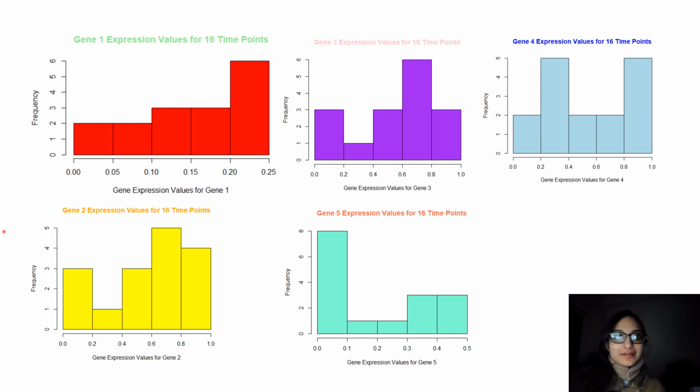And for all of these 5 different genes, for these 16 different time points in this example, we can see what the typical gene expression levels are. So this is frequency, and the y-axis is mainly measuring the gene expression values and frequency. So these are histograms. This is known as a histogram.